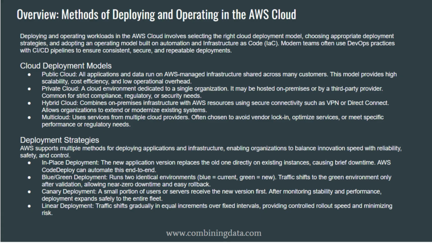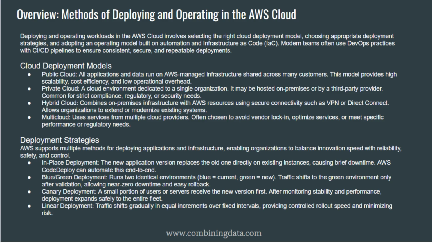Deployment strategies in AWS. Now let's talk about how applications are deployed and updated. AWS supports multiple deployment strategies to balance speed, risk, and availability. 1. In-place deployment. With in-place deployment, the new version replaces the old one directly on existing instances. Characteristics: simple and fast, causes brief downtime, higher risk if rollback is needed. AWS service example: AWS CodeDeploy automates in-place deployments.